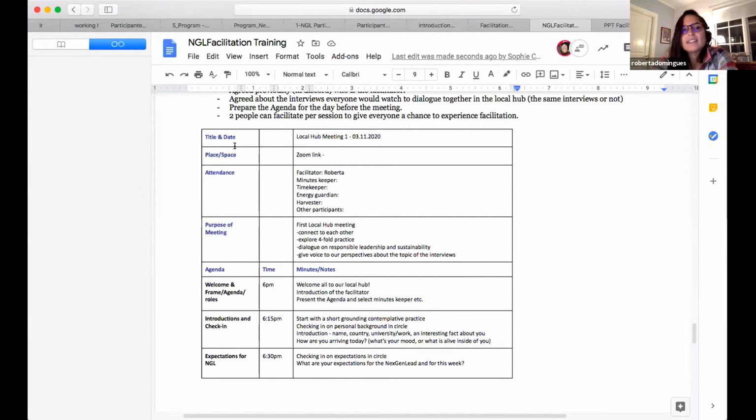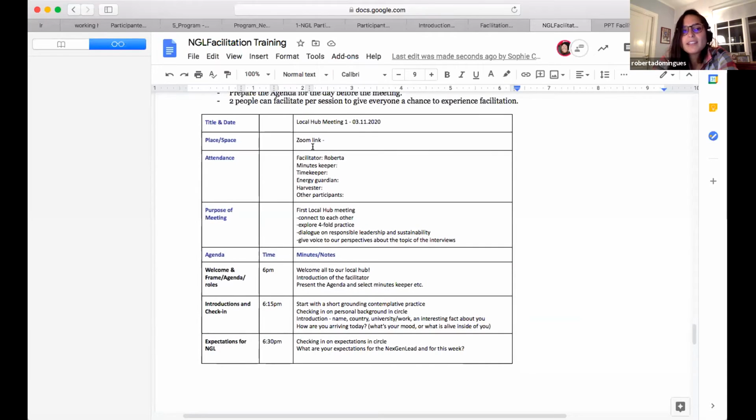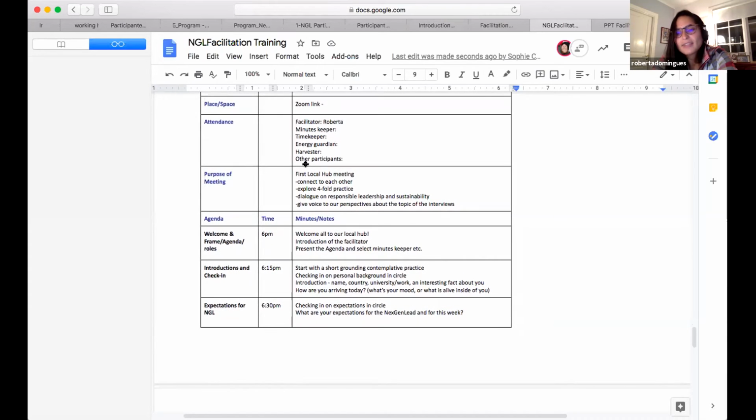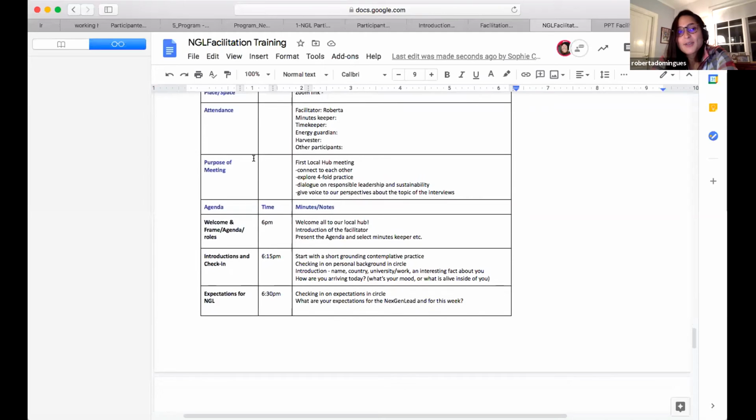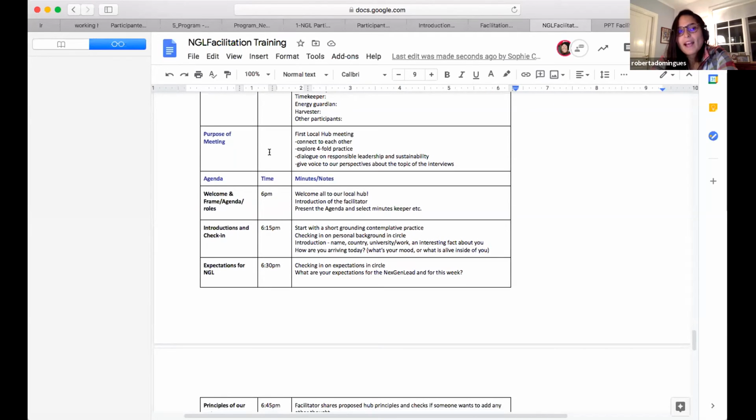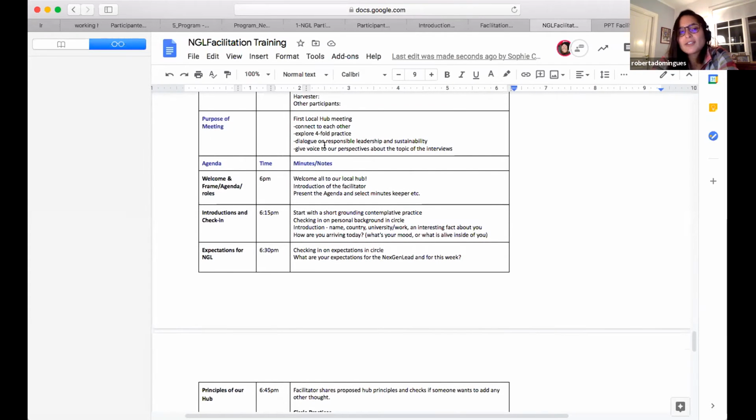So this is the date and where we are meeting, the Zoom link, so people can come to meet you there. I think you all can meet in Discord as well. So you have who is coming and the purpose of the meeting. That's also important. For example, in this case, it will be our first local hub meeting. We want to connect to each other.